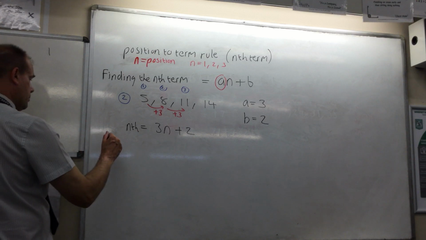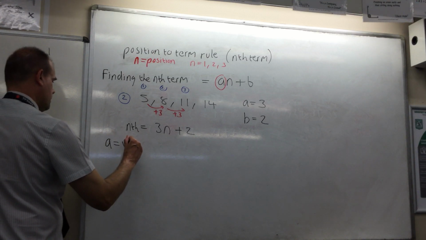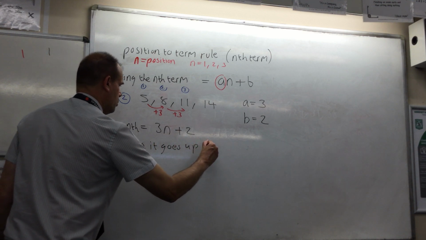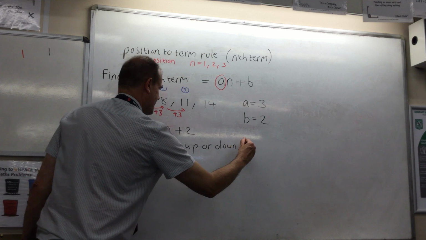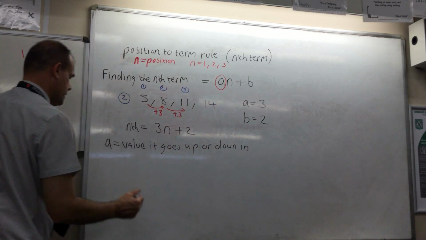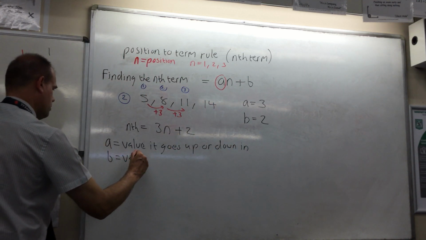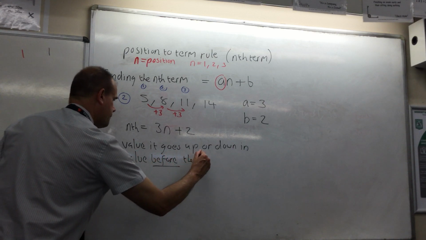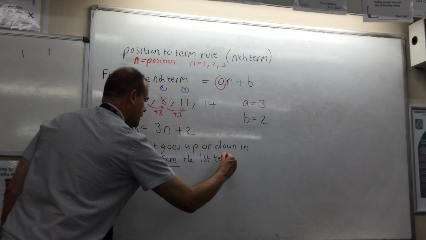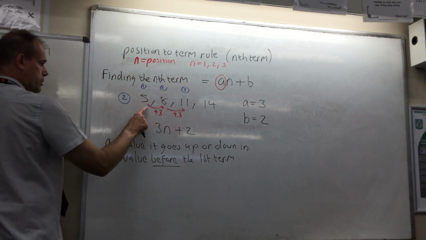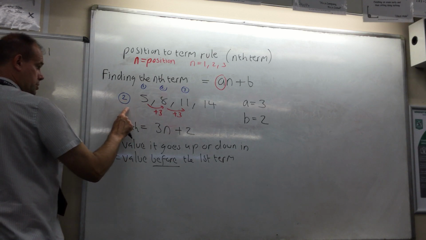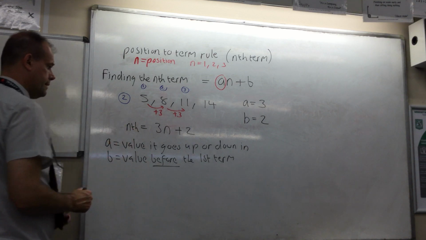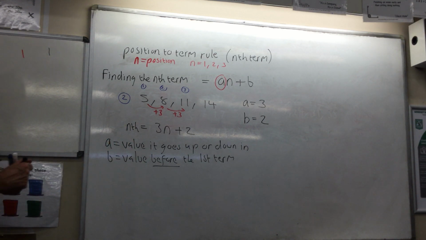Now, just to put that in words, a equals the value it goes up or down in. In this case, it was going up in 3, so a was 3. And b equals the value before, underline that, the first term. So the value before the first term here, because they're going up in 3s, go back 3 there, that must be 2, because 2 add 3 gives you 5. It's not part of the sequence, that's the trick to be able to get the number there. Now, that's your formula, check it out.